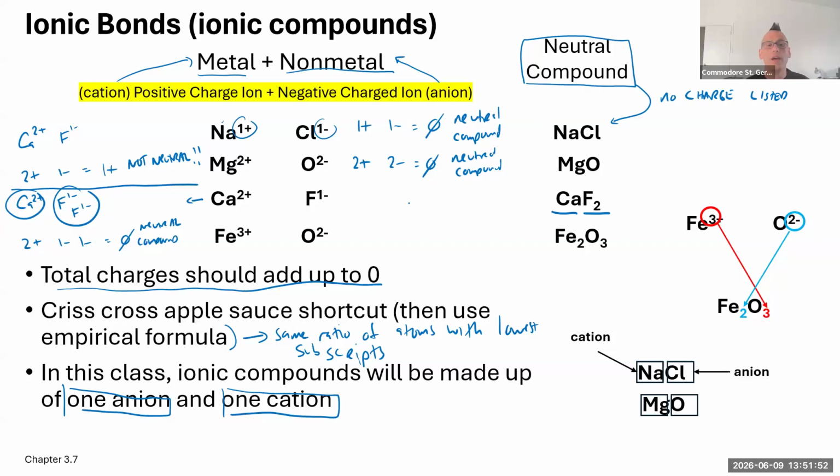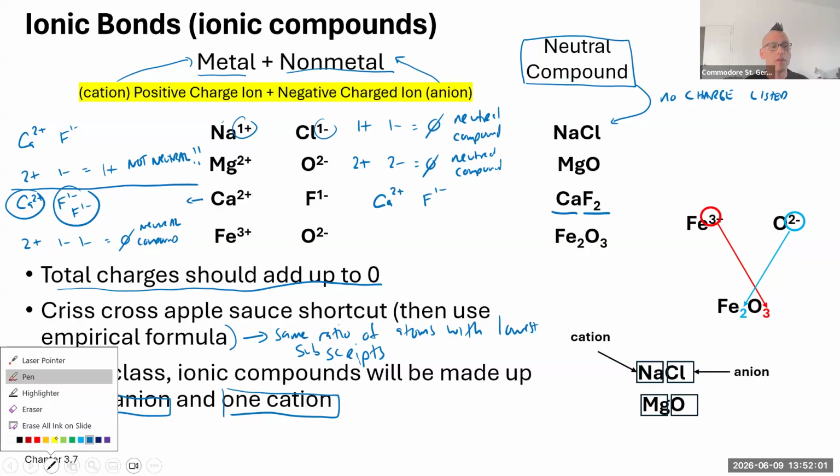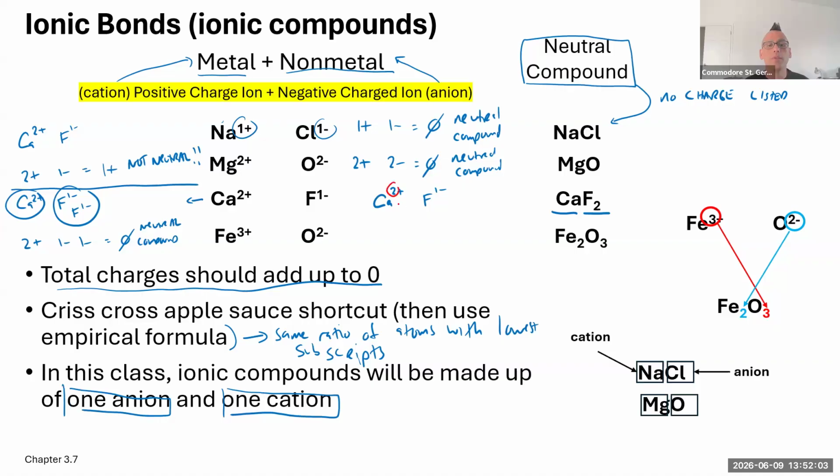Another way to do that is the crisscross applesauce method, right? So Ca 2 plus, F 1 minus. We're going to take these numbers, the charges, cross them over, and it becomes Ca1, which you don't put the 1, F2.